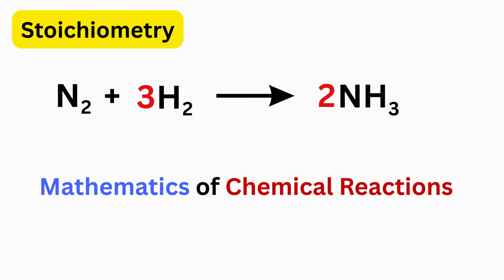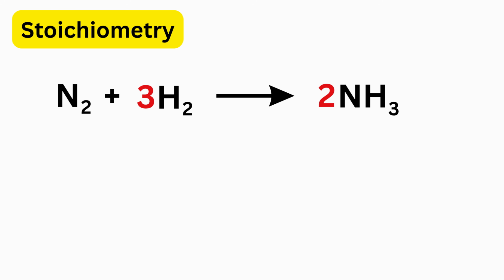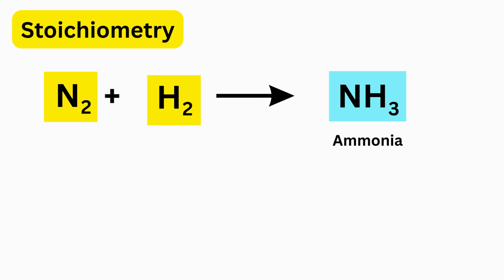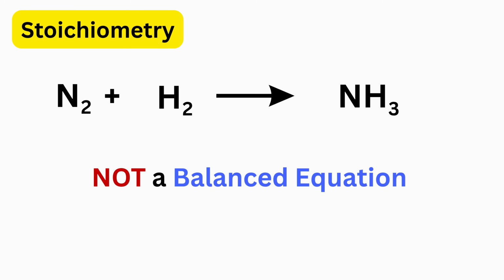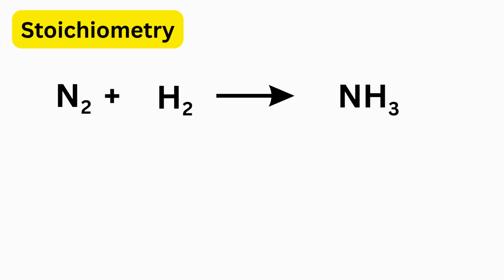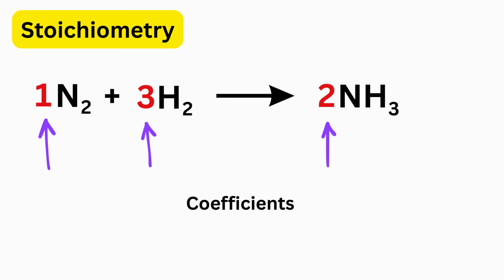Before we can do any stoichiometry, we must understand what a balanced chemical equation is telling us. Consider the reaction where hydrogen reacts with nitrogen to form ammonia. This equation is not balanced because the number of atoms on both sides is not equal. After balancing, we get this. These numbers placed in front of the formulas are called coefficients. They are the foundation of stoichiometry, so understanding them is extremely important.